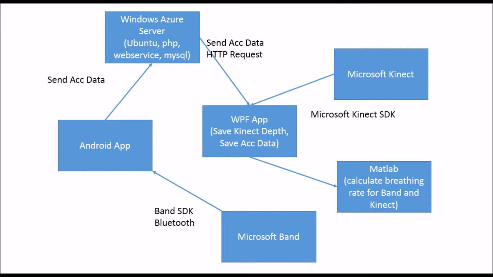We wrote a WPF app that calls the web service to capture any number of seconds of accelerometer data from the Microsoft Band through the Windows Azure server-based PHP web service. Then we save it in a file in CSV format. We wrote a MATLAB function to calculate the shortest periodic signal using an autocorrelation filter using a simple formula. Thus, we can calculate the breathing rate from the Microsoft Band provided data.